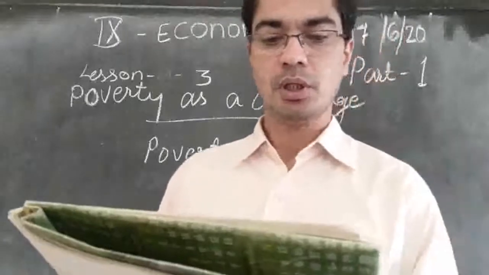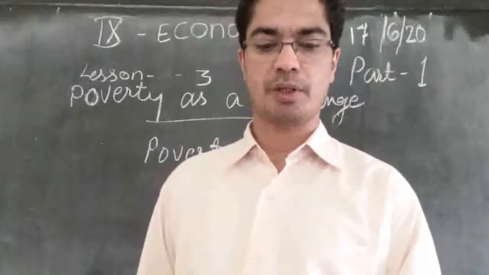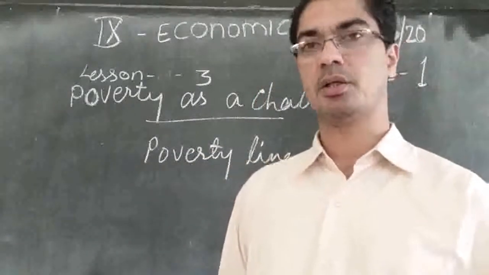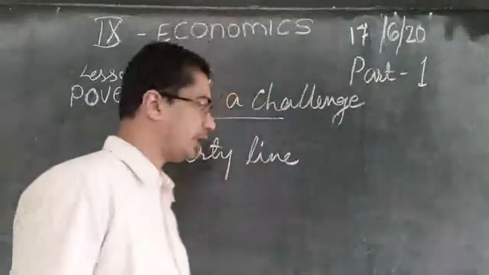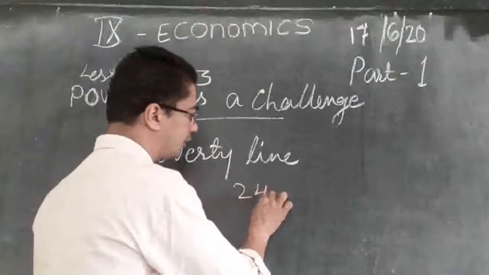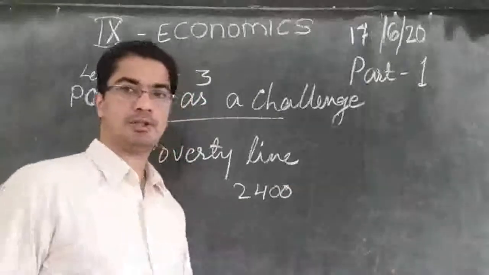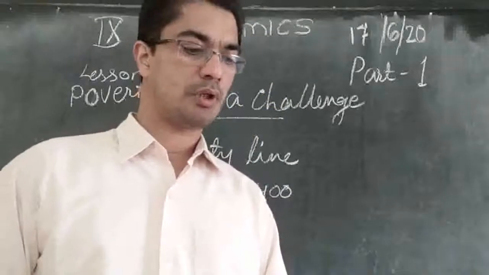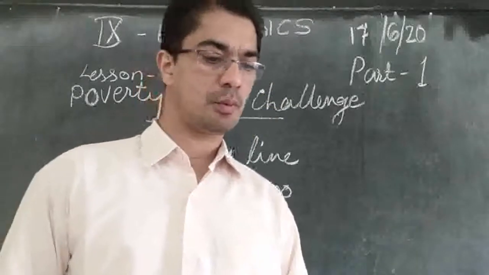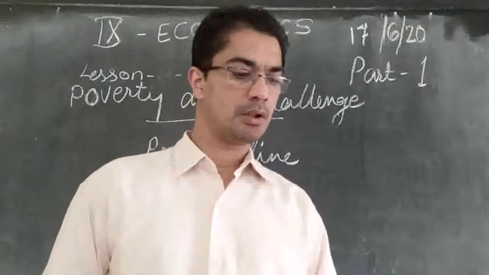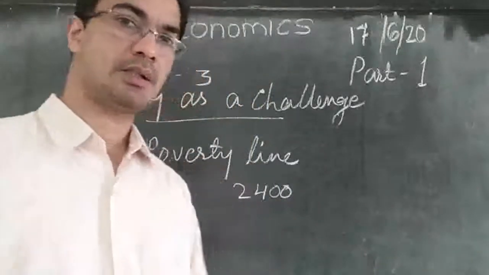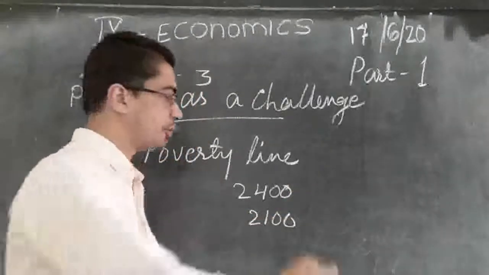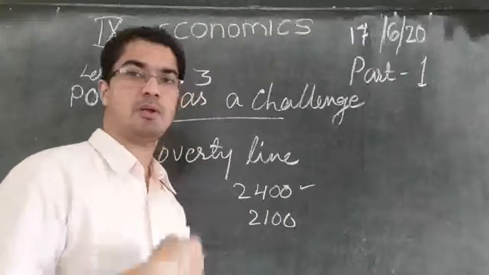Then the accepted average calorie requirement in India is 2400 calories per person per day in rural areas. So people who are living in rural areas should have 2400 calories per day. And people who are living in the urban areas require only 2100 calories. So people who are living in the rural area will be working all the more.